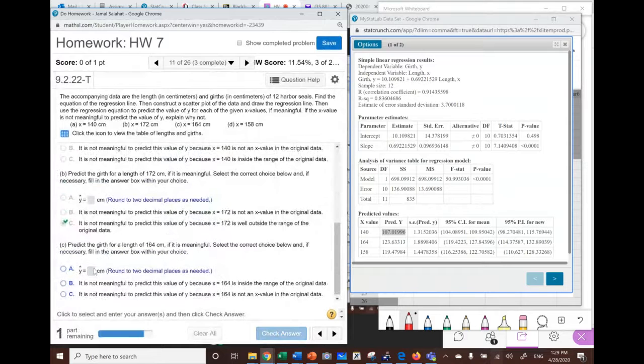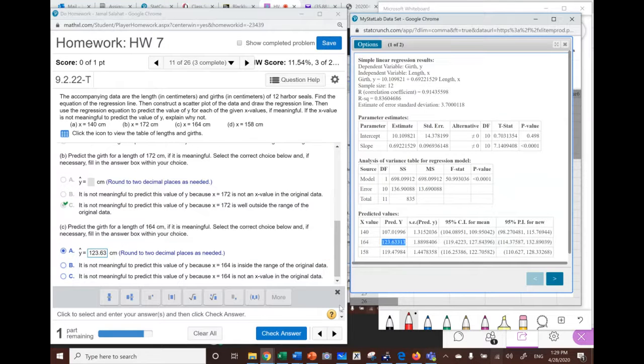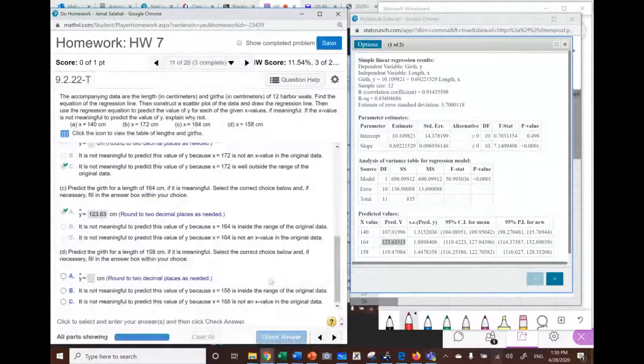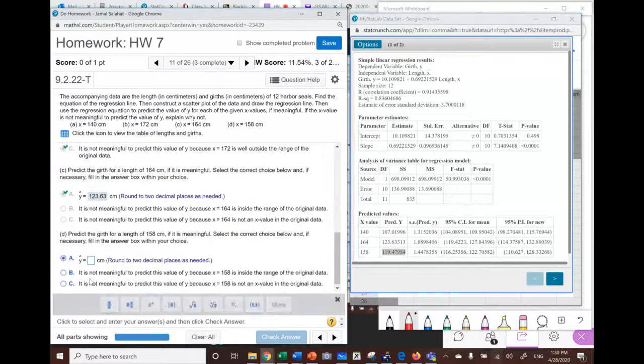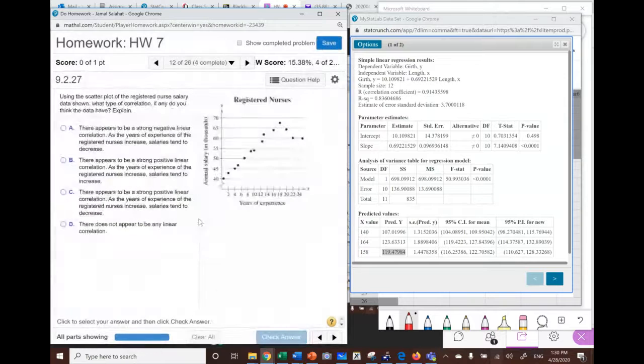Now the one after will be, what about for 164? For 164, we can predict it's going to be 123.63. Again, if you look at the prediction in this table, you get that for 164. And next will be, let me see in here. Next will be, what is the prediction at 158? 158 is going to be 119.48. So when we make those predictions, it's going to give us the correct answer.